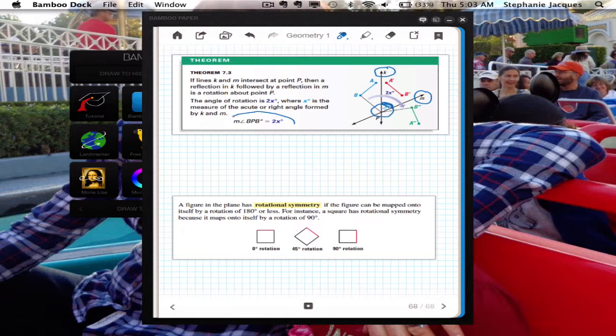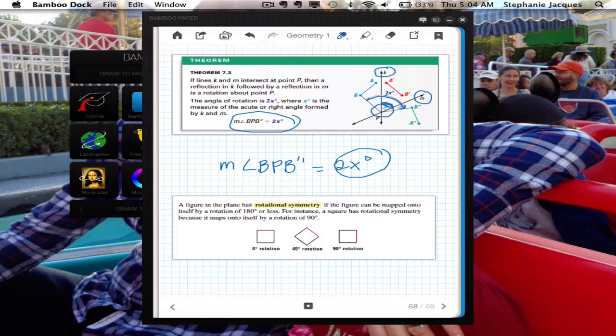And here's the formula that you would use for that. So you have the measure of angle BPB double prime equals 2x degrees. So if we have B, P, and then B double prime, we're measuring from here, the original, all the way to that B double prime. And that'll give us our degrees that we actually rotated the image.